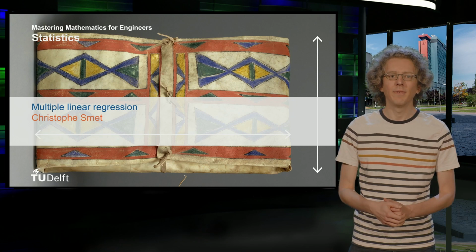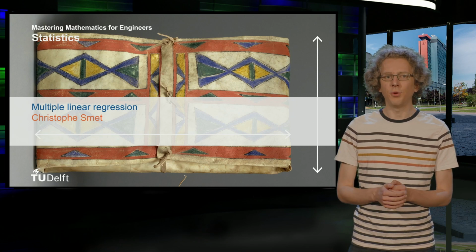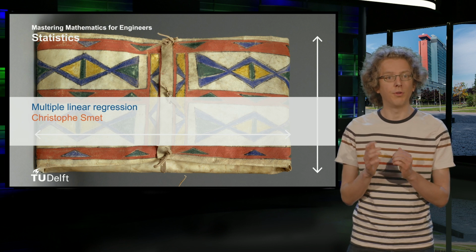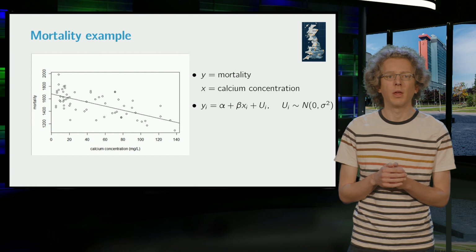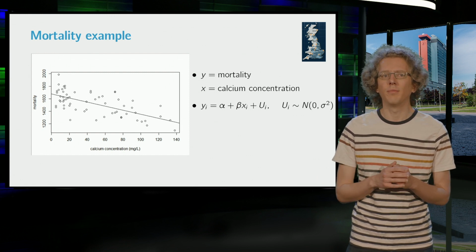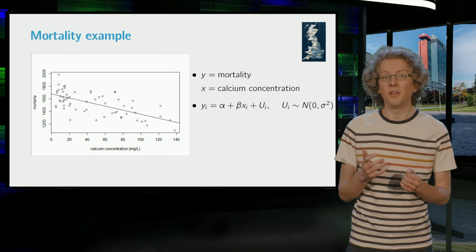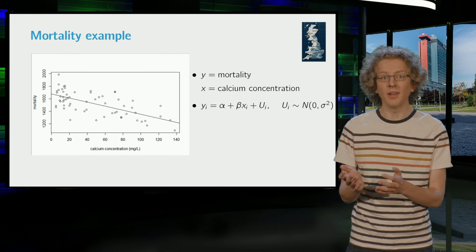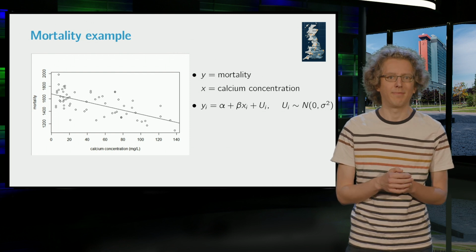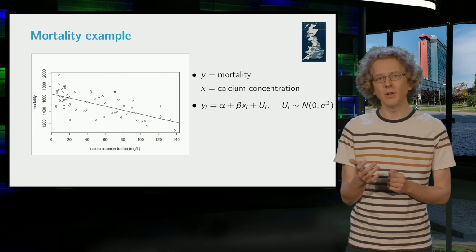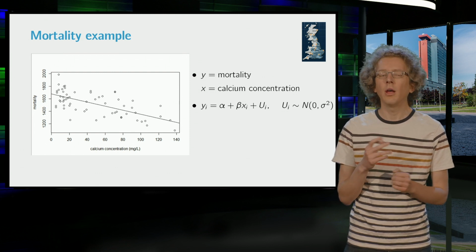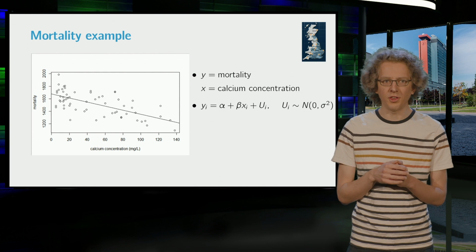Hi there! In the previous videos we saw how we could estimate the parameters in a linear relation between two variables. However, it's not difficult to see that this is not the whole story. Indeed, it seems very likely that mortality is not only determined by the calcium content in the tap water. So, very often we will need to consider more than one independent variable. Let's take a look at a situation where this will be the case.